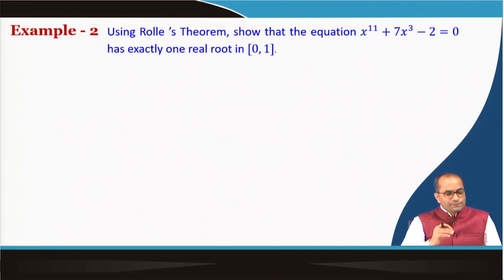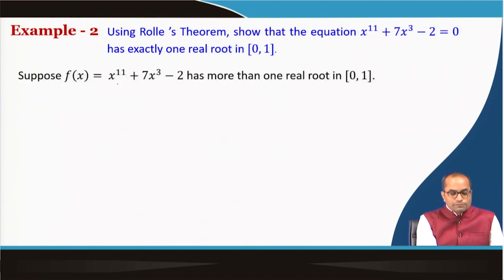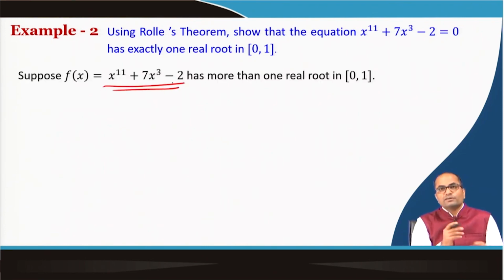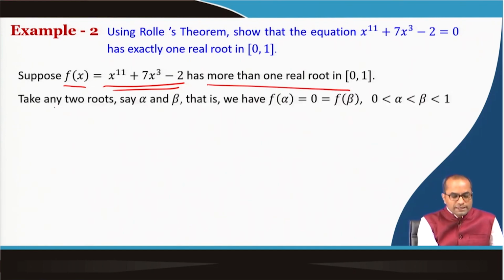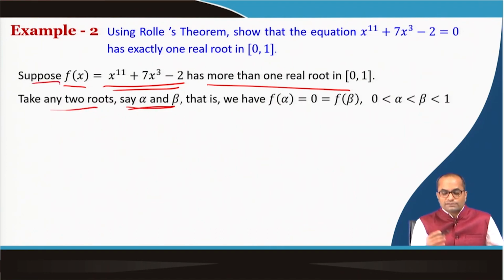How to show that? This is by contradiction actually. We will suppose that it has more than one real root, yes, so it has 2, 3, 4 roots. We have assumed that it has more than one real root in 0 to 1. So, you pick just two roots. Take any two roots, say alpha and beta. If we assume that it has more than one real root, we can definitely pick 2.